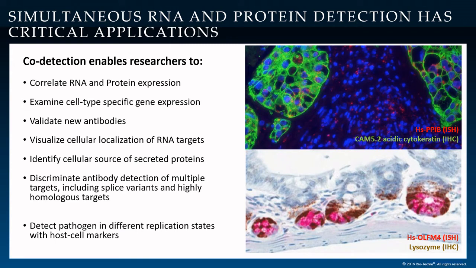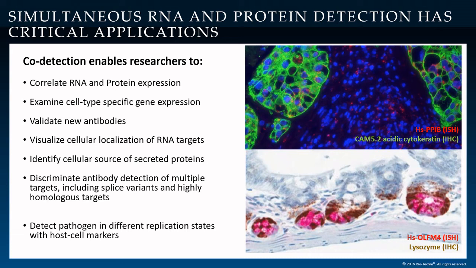So what are some of the applications, other than the ones we've seen, for this co-detection? You can correlate, of course, your RNA and protein expression. You can examine cell type specific gene expression. You can also validate newer antibodies, and I've seen a lot of this in the field where there isn't a tissue-based method that currently exists to validate antibodies. So this serves as a great tool for that, and we're seeing more and more customers use it for this application. You can visualize cellular localization of RNA targets.